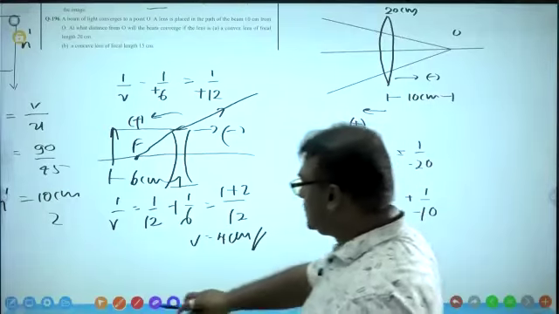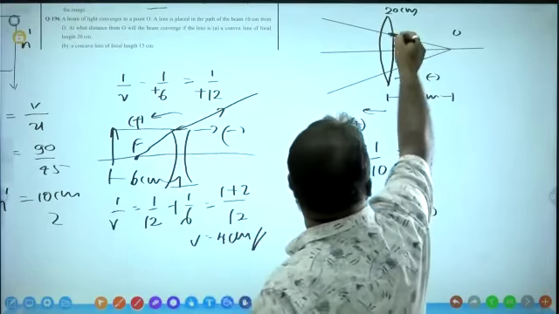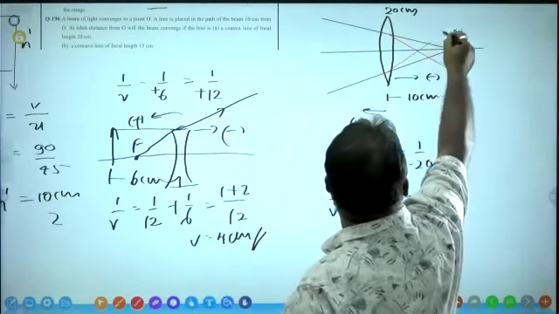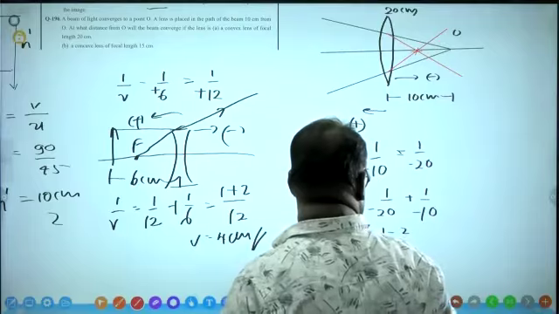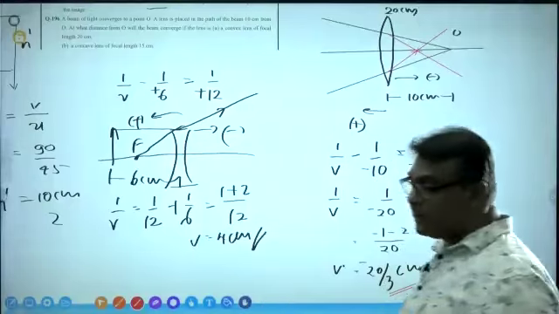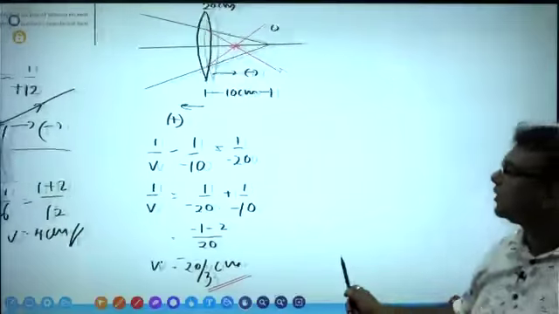Then light rays will be converged now. Right here. This point found. Done. 20 by 3, 6.67 centimeters. If it is concave lens, repeat the calculation.